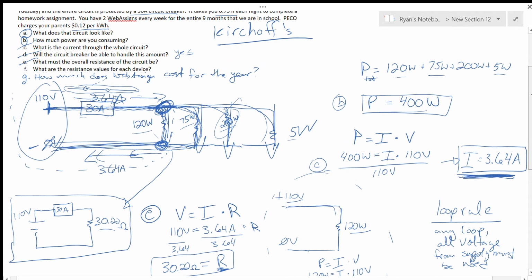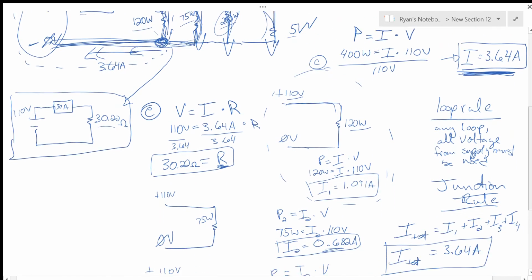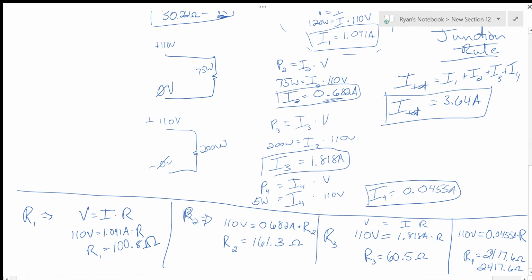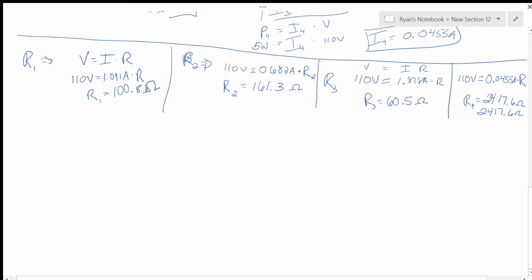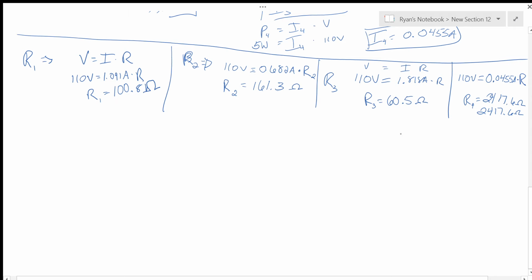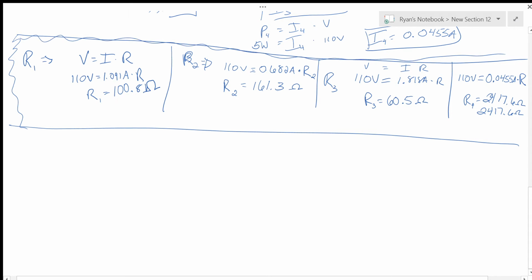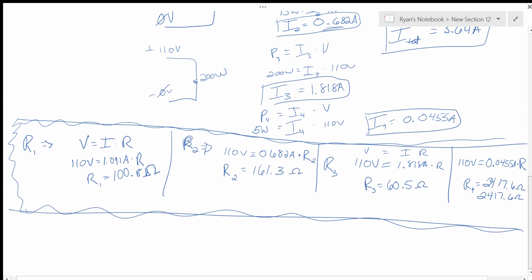Cost. How much does WebAssign cost for the year? Okay, so this one can be a little different. This is G. By the way, all of this that we just found out of R1, this is all tedious. This is called circuit analysis. You're not going to be asked to do this in the WebAssign, but this is where we're headed, so I wanted to at least show you.